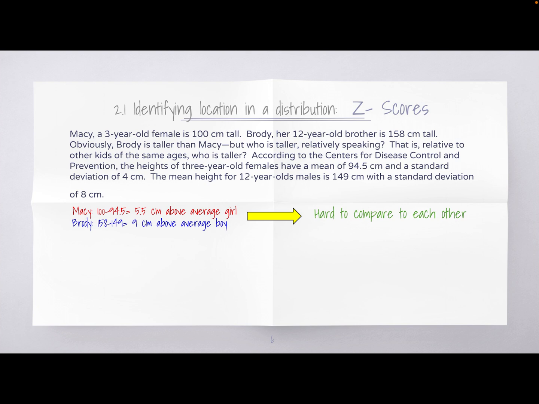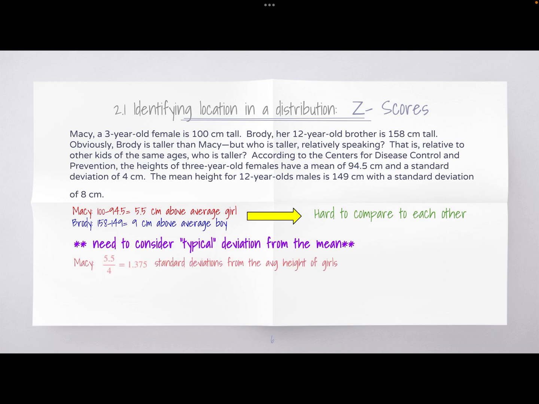So what we're going to use is the standard deviation. We need to consider the typical deviation from the mean. Typical deviation is how far away from the mean it is. So we would look at standard deviation. Macy is 5.5 centimeters above the average girl, but our standard deviation is 4. So we're going to divide. This is 1.375 standard deviations from the average height of girls.